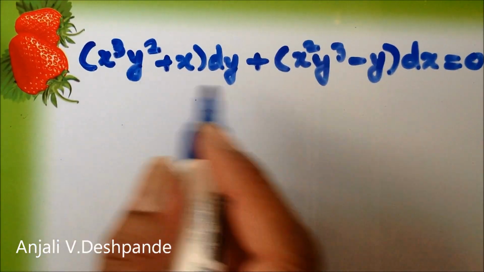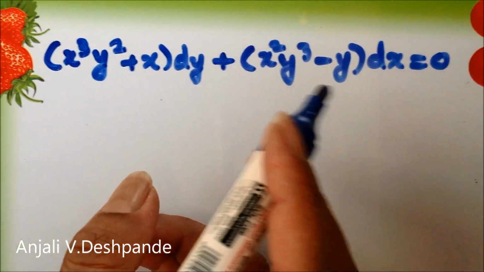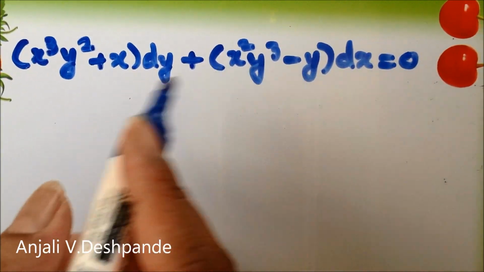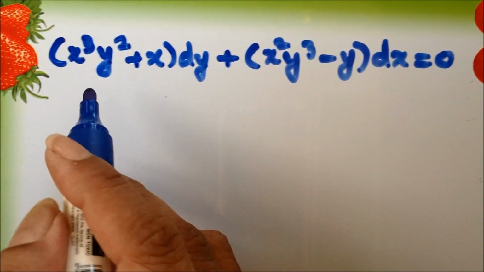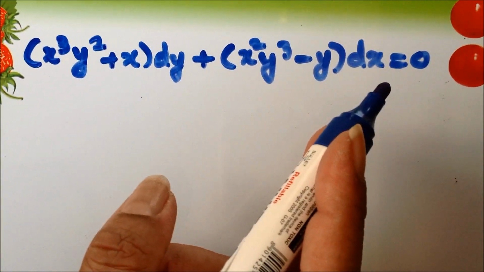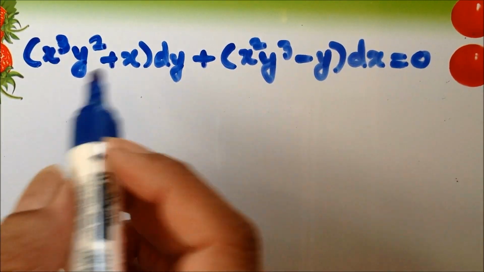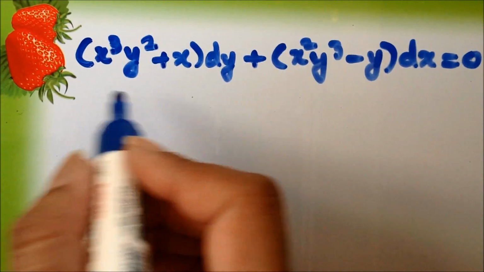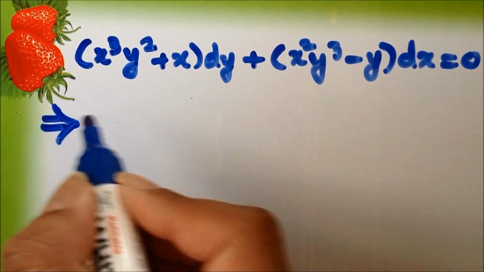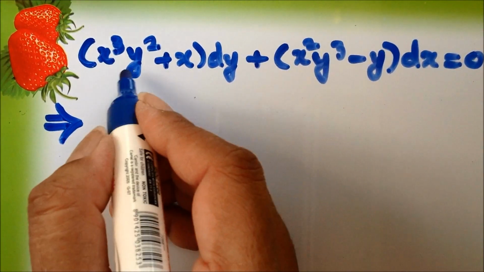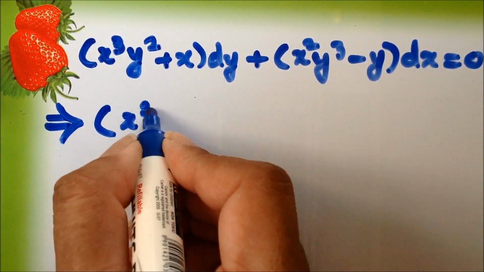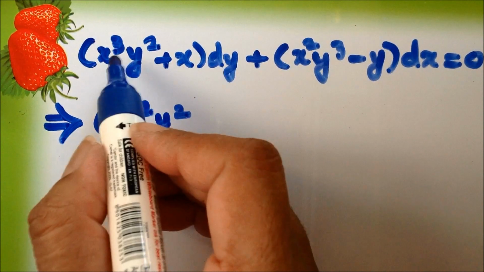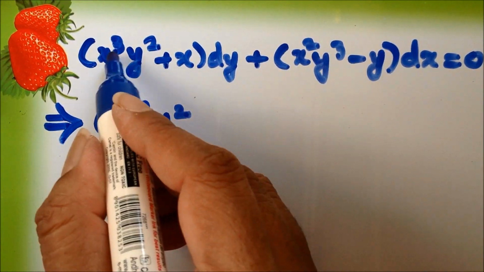So this is part 3 of inexact differential equations. Once again we are going to see the solution of the inexact differential equation, and this is the example which has been given. So in this particular example, what we can do is we can write the equation in this form: x square y square, right? So x cube y cube it is.